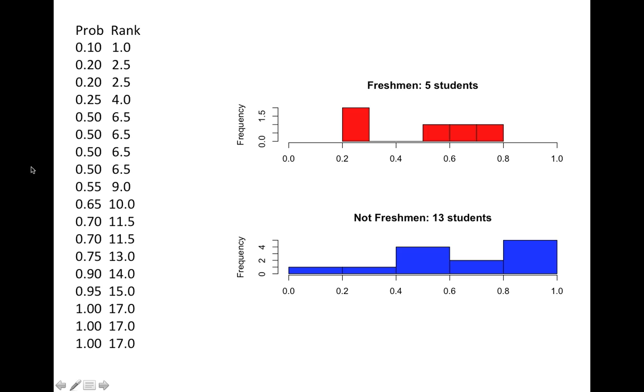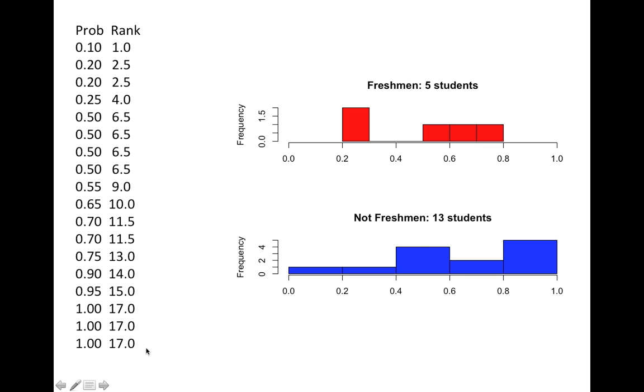On the left-hand column, right here, I've listed the probabilities for all the students in the whole data set. The smallest probability is 0.1 and the highest probabilities were 1. And then I've ranked them. So 0.1 was the lowest, right? And then the next 2 were tied, so I average the numbers 2 and 3. Here's the 4th value, etc. So I turn those into ranks.